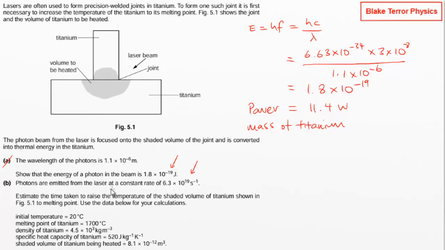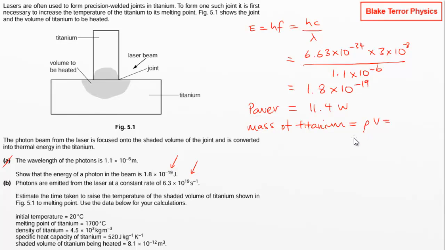So we need to do our, what have they given us here? Oh, they've given us the density and they've given us the volume. So we just need to multiply those together. So density times volume. So that is 4.5 times 8.1. And then we're going to have a 10 to the minus 9 on all of that.